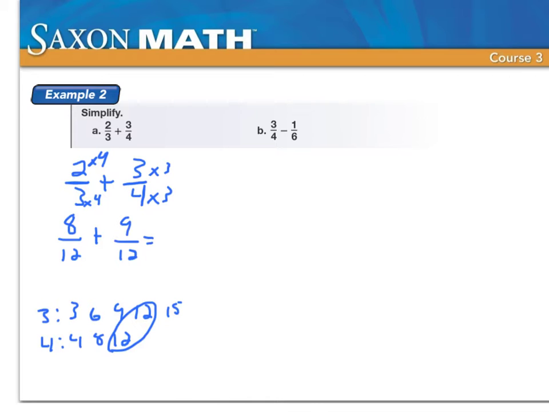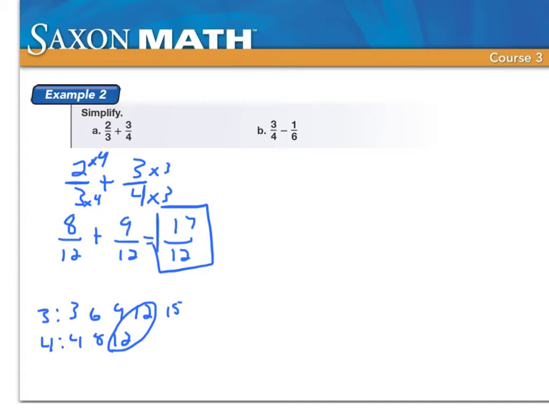That's step 1. So now I add the numerators. 8 plus 9 is 17. And keep the denominator the same. Then we need to reduce if we can. Well, there's no number that goes into 17 and 12, so I cannot reduce that at all. I am done. 17/12.